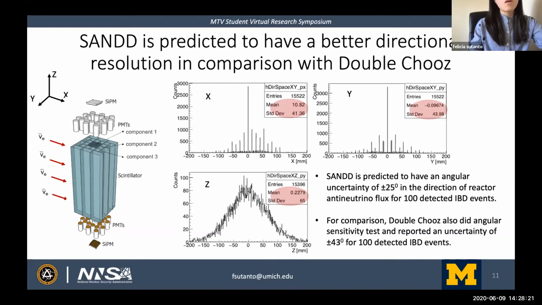So far, among all of these detectors, Double Chooz reported the lowest angular uncertainty of 43 degrees for 100 detected inverse beta decay events. SAN is predicted to have a better directional spread in comparison with Double Chooz. I'm not showing the math here, but you can calculate it from the numbers highlighted in red. We predict that SAN will have an angular uncertainty of 25 degrees for 100 detected IBD events.